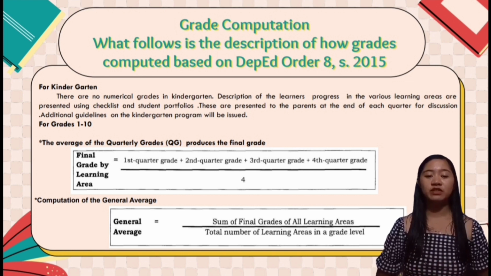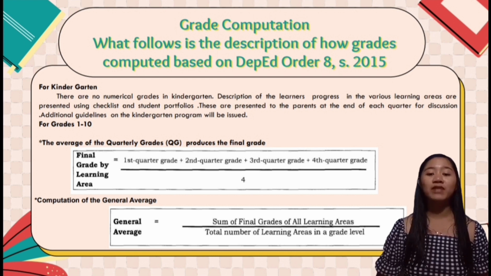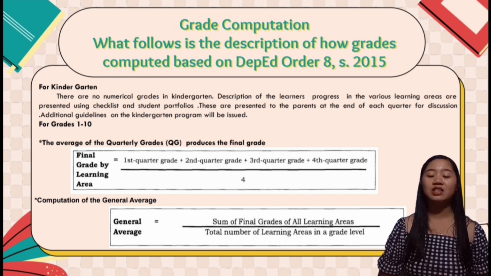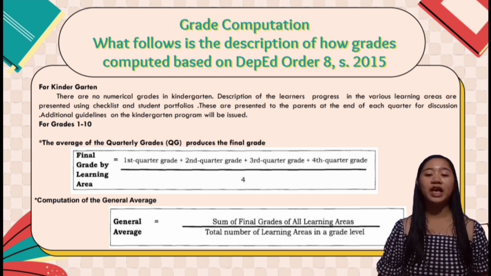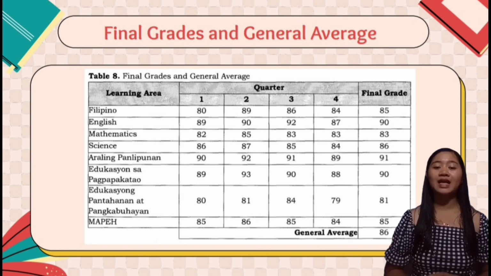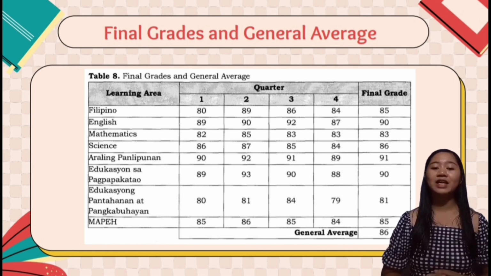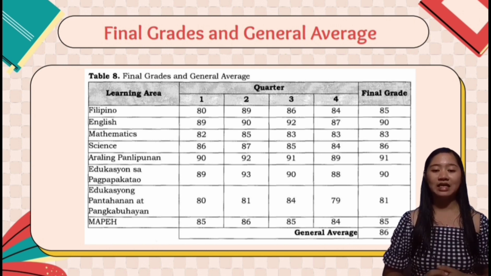So the computation of the general average is: general average equals the sum of the final grades of all learning areas over the total number of learning areas in the grade level. The final grade in each learning area and the general average are reported as whole numbers. Table 8 shows an example of the final grades of the different learning areas and general average of grade 4 students.